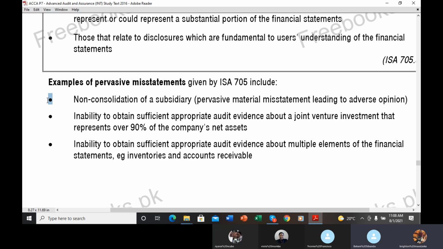Yes, I'm still connected. Here is a good example of pervasive misstatement: non-consolidation of a subsidiary. Just imagine this misstatement, which means it's widespread. If the management did not consolidate a subsidiary, it's a pervasive material misstatement, isn't it? Another example: inability to obtain sufficient appropriate audit evidence about a joint venture investment that represents over 90% of the company's net assets. You're going to use your professional judgment and consider the seriousness and the significance. This is a significant joint venture, but we were not able to obtain sufficient appropriate audit evidence. So when you're reading, you as an auditor have to use your professional judgment.